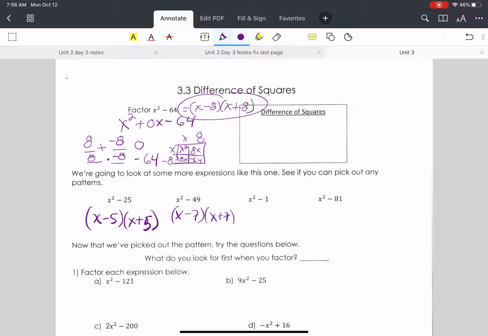Okay, let's go through these other ones kind of quick. Okay, x squared minus 1. Someone raise your hand and tell me, how does that factor? Victoria. Okay, so just 1 times negative 1?